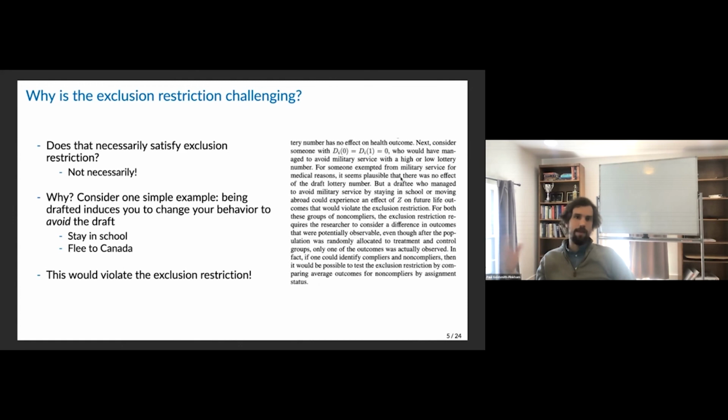If they got a low draft number, that same person might decide to go and get their PhD, because then they'd be in school for a much longer period of time and be able to avoid the draft. This was typically one of the ways in which you could avoid the draft. Alternatively, they might flee to Canada, or to one of these places that's willing to harbor people who are dodging the draft. And so this is going to induce a behavior change in some outcome that you're interested in.